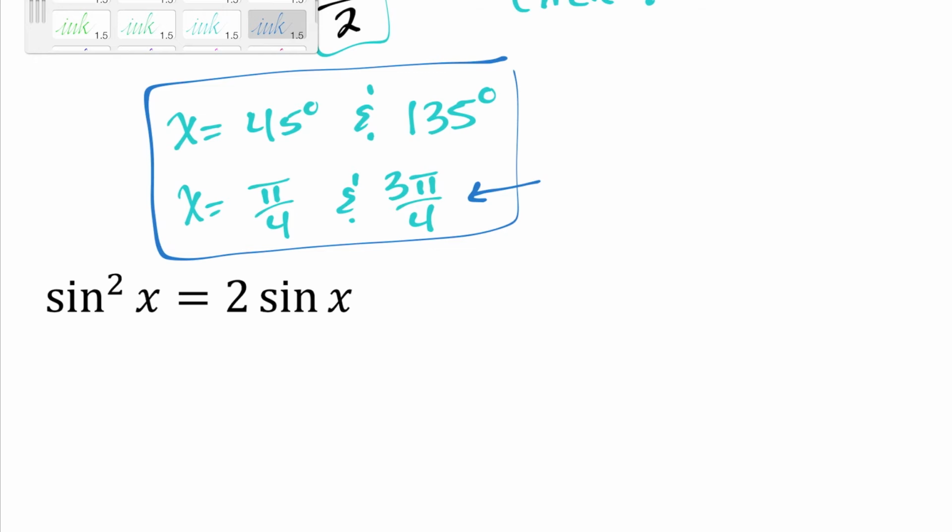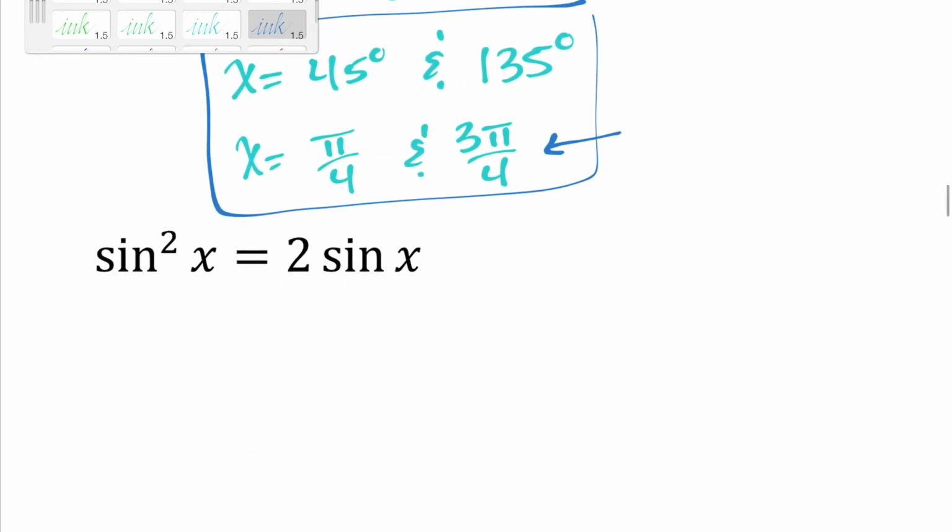Next one that we're going to look at, and this is the last one that I'm going to look at, and the rest of these examples I'm going to save for my students. So for this situation, so many times I see this. People want to divide by the sine of x because they see it on both sides. You cannot divide by a variable. That's not how it works.